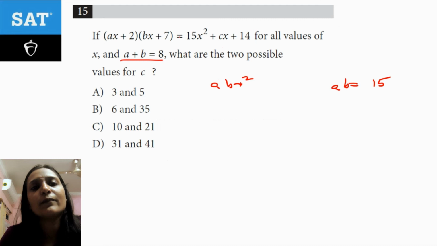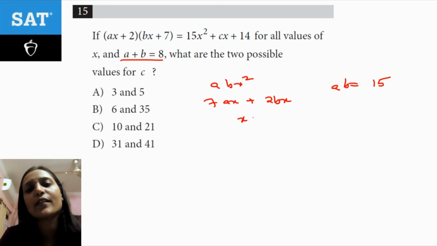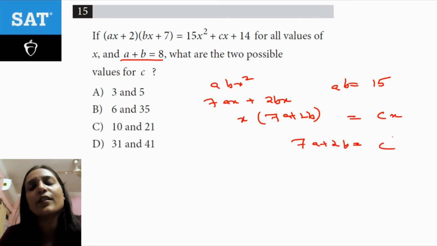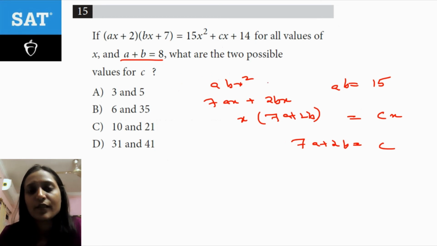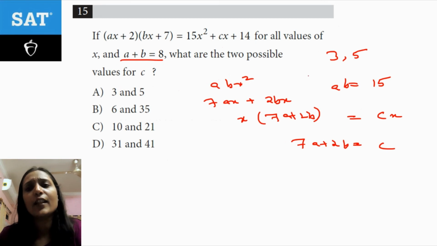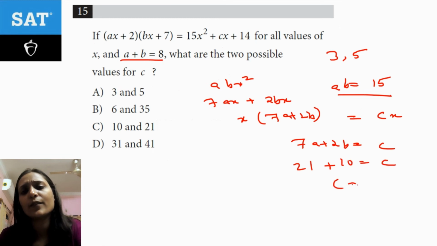So the next thing we can say is what are the possible values of c? So c is going to be 7ax plus 2bx, right? So if we take x common, 7a plus 2b is the value that should be equal to cx. So 7a plus 2b should be equal to c. Now here they're saying what are all the possible values of c. First one is a and b can be 3 and 5, because if you add 3 and 5, that's 8, and ab is going to be 15. So if I put that value over here, I'm going to get 7 3s are 21 plus 5 2s are 10. So c is going to be equal to 31.